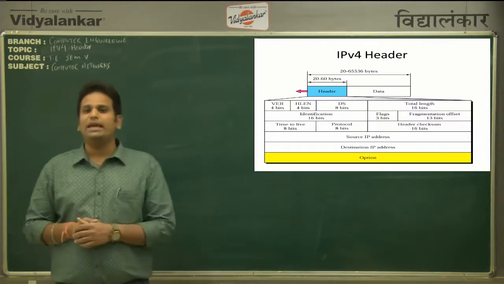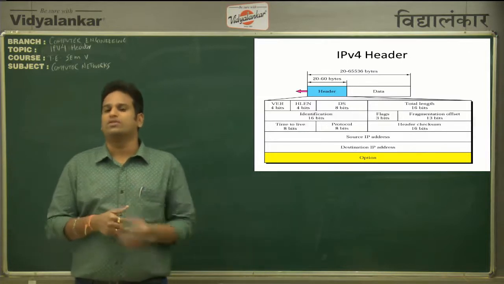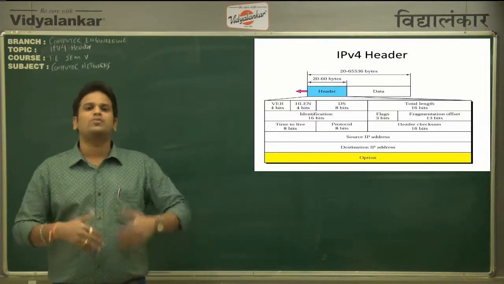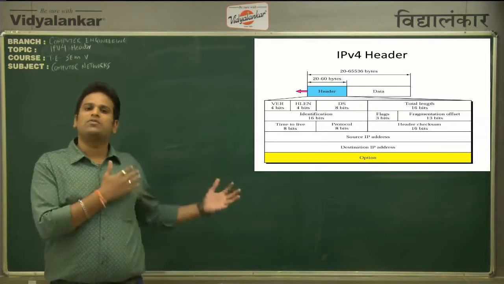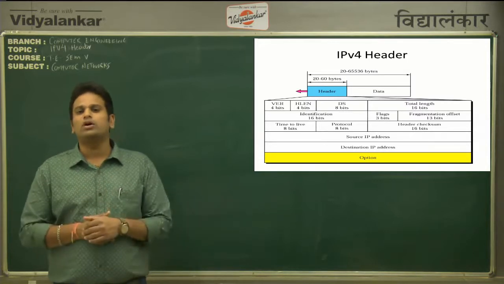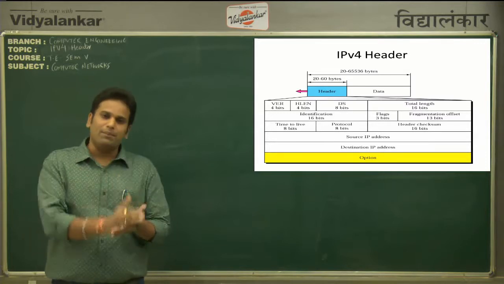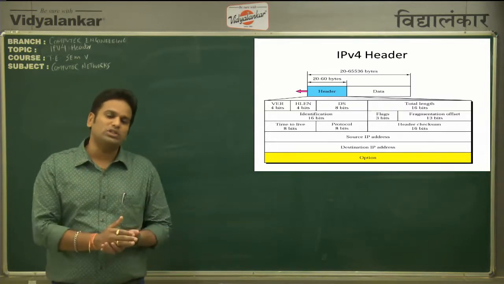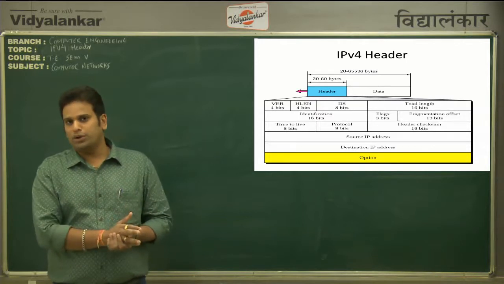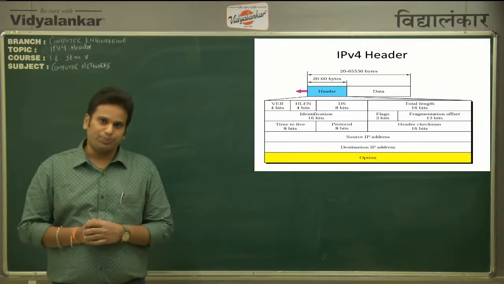After that you can see DS. DS stands for differentiated services. So if you require any special type of service, it would be specified over here. Specifically, we focus on 4 types of service, that is minimum delay, minimum cost, maximum throughput and maximum reliability.